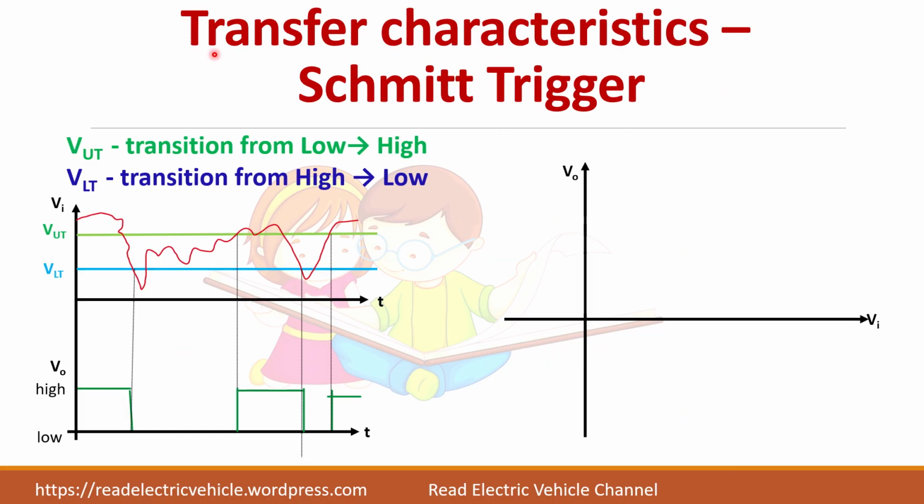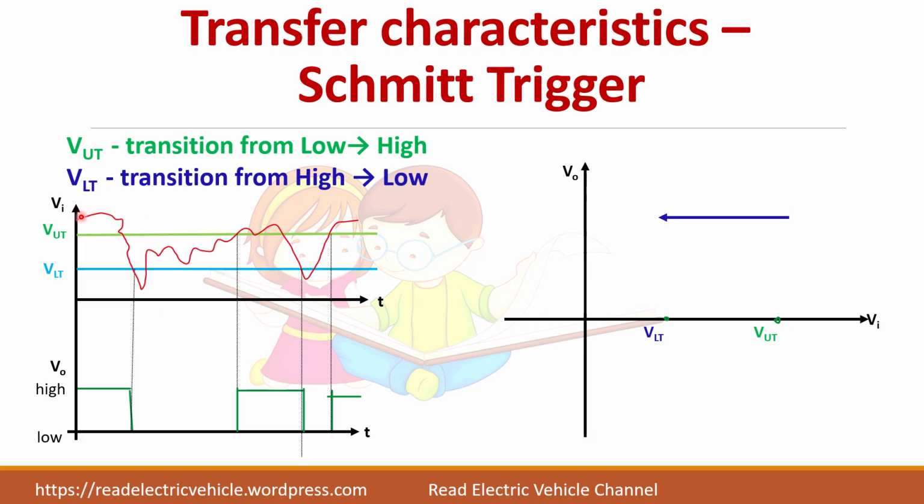So let us draw the transfer characteristics for the Schmitt trigger. For the waveform we have already seen. Now this is output and this is input. In the input we need to mention two reference voltages: lower threshold and upper threshold. So first from 0, lower threshold will come, then the upper threshold will be there. Initially in the waveform, the output is high. So let us assume that it is somewhere here, some high value.